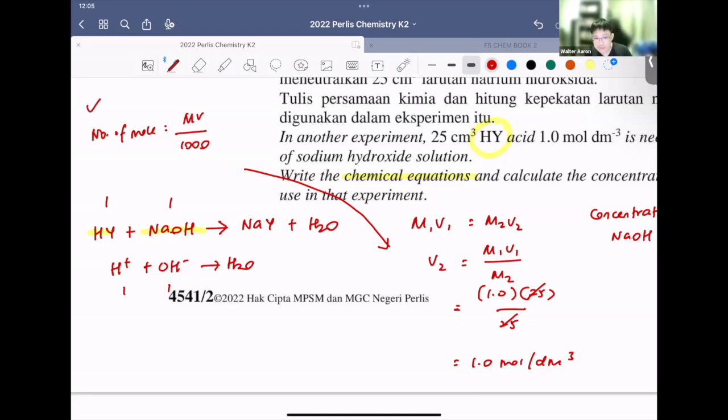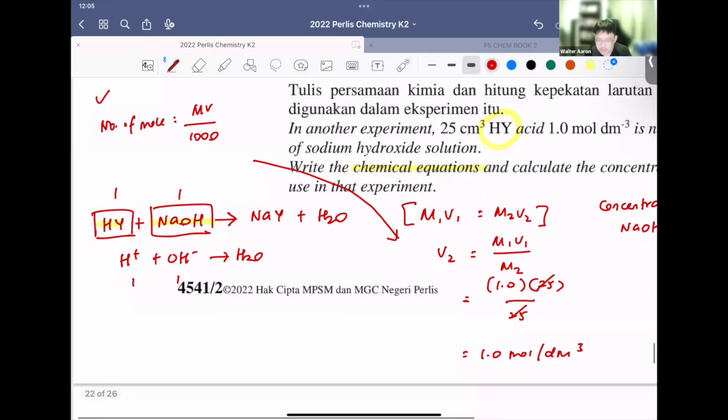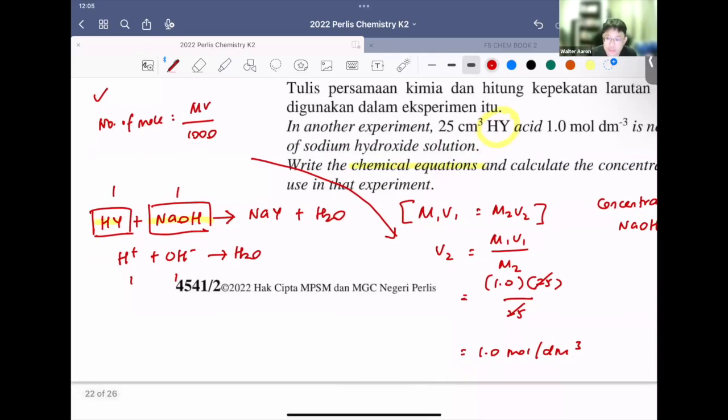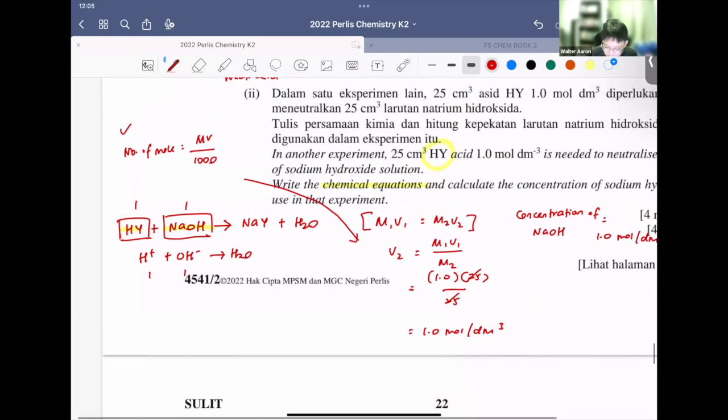However, if you want it to be fast, you must make sure of one thing: you must have a monoprotic acid and a monobasic base. Then you can jump straight in and use this formula. Otherwise you cannot. For example, if you have sulfuric acid and sodium hydroxide, the ratio will change. Then you have to use the traditional method, MV over 1000, compare the number of moles, and only then get the concentration. Okay, all right, let's move on to the next one.